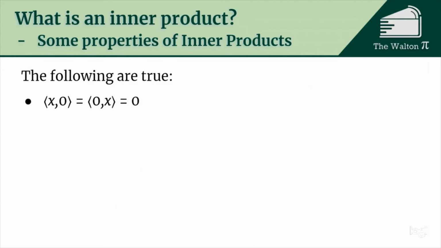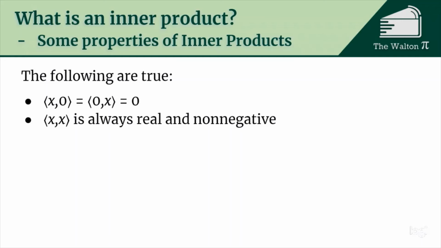Okay, the following are going to be true no matter what inner product we're dealing with. The inner product of x and 0 is the same as the inner product of 0 and x, and both of those are equal to 0. Next, the inner product of x and x is always real and non-negative.